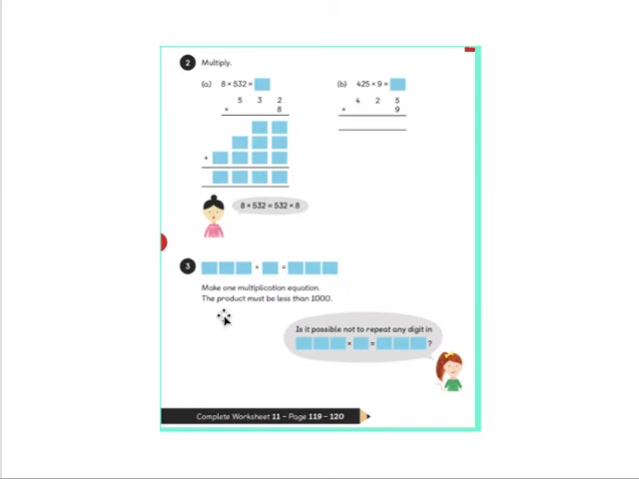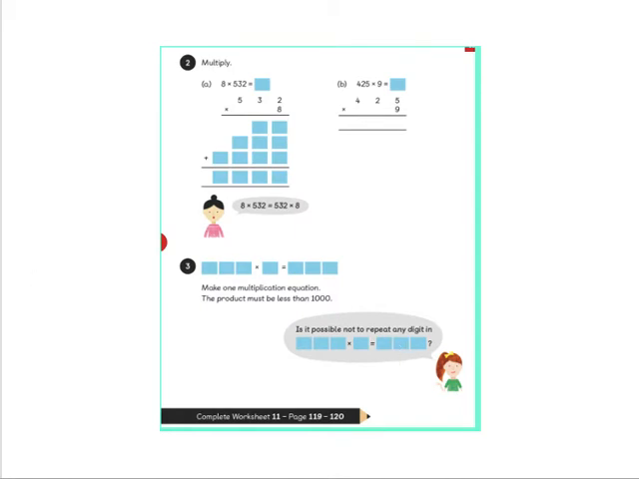And then here you have to make up your own multiplication equation where the product must be less than 1,000. And of course, in case you've forgotten, product is the proper mathematical term for the answer. So you need to make up your own multiplication and the answer has to be less than 1,000. Okay, and this challenge is to see if you can do that by using different digits in every single box, so you're not repeating any of the digits.